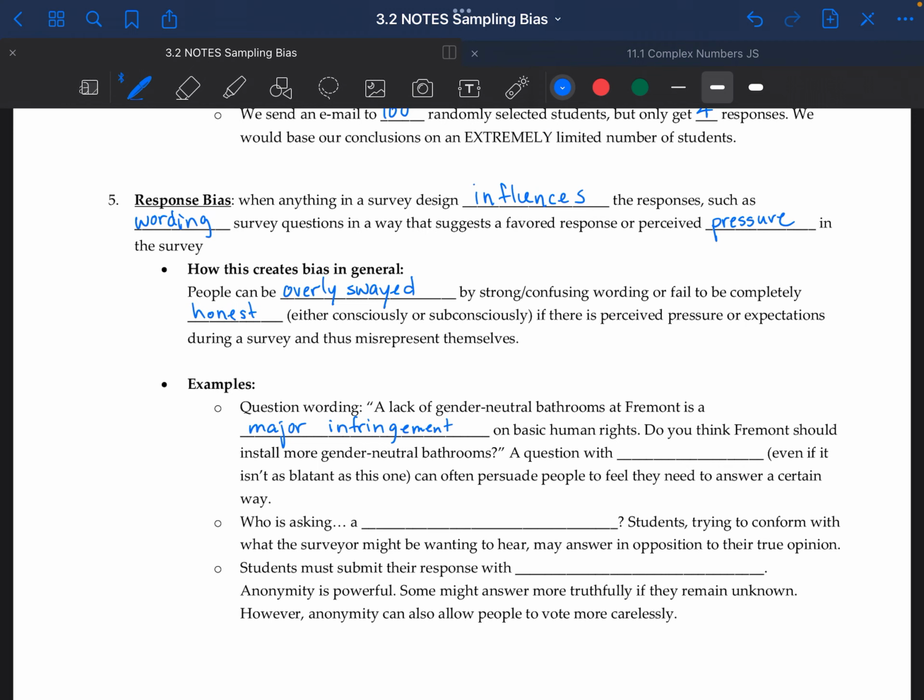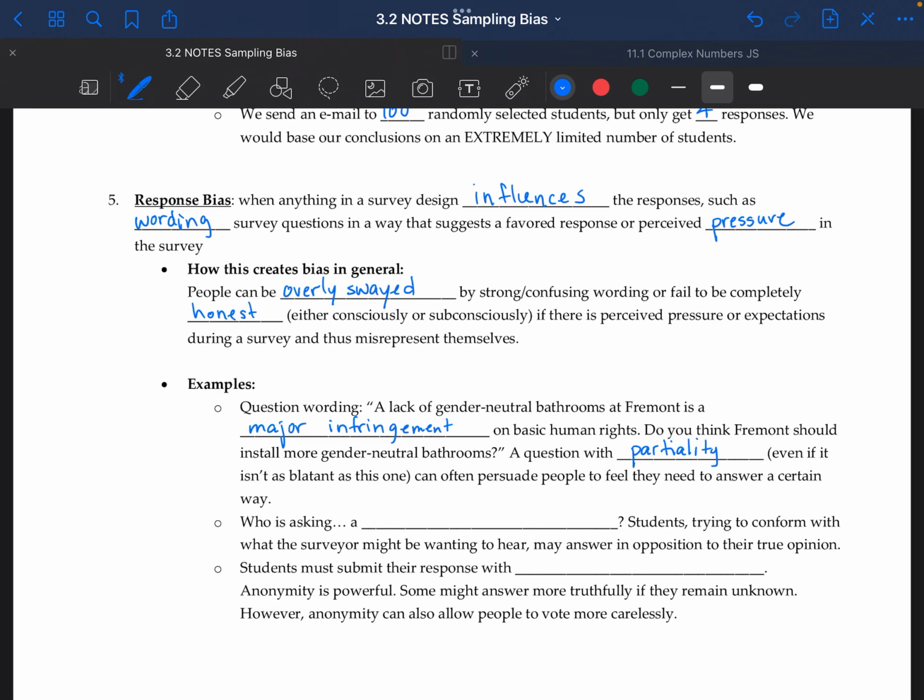So a question with partiality, even if it isn't as blatant as this one. I feel like most people would realize this is not how you want to word the question, but it can still make people feel persuaded to try to answer a particular way.